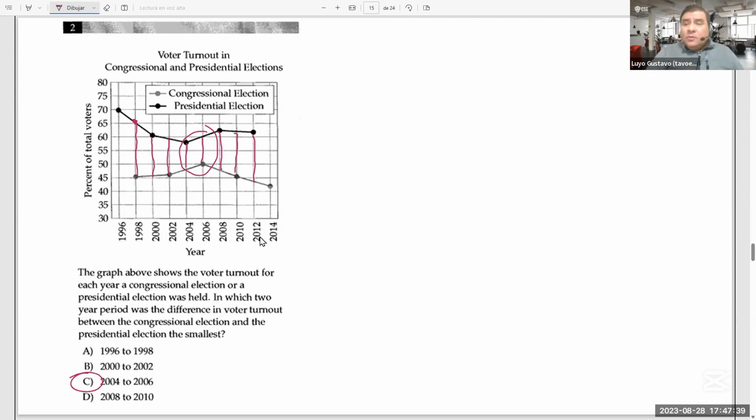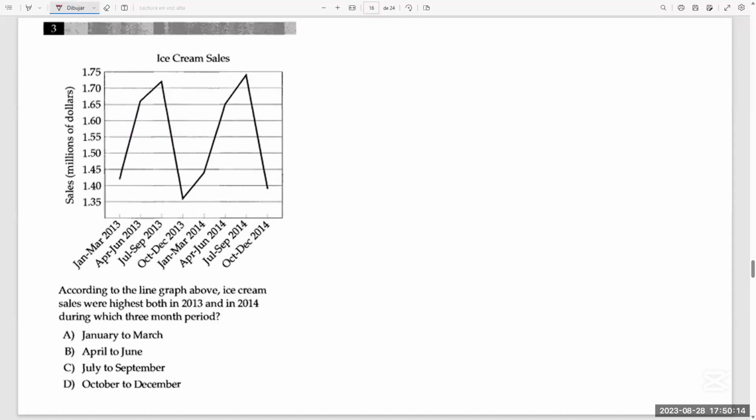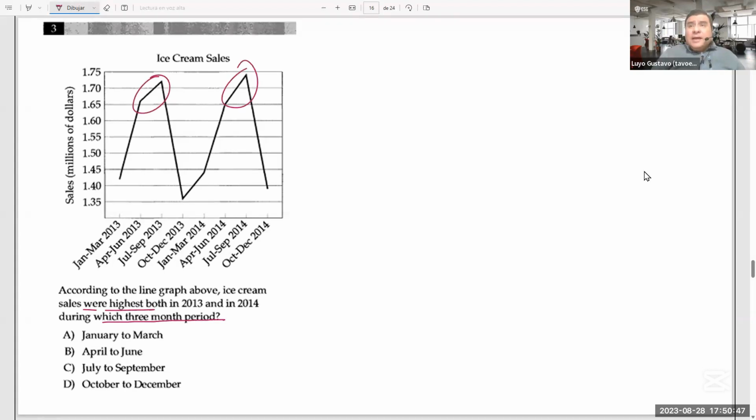Okay, let's try one more question. Try this one. Here again, the chart shows a line graph with the ice cream sales in a period of 2 years. In which 3-month period were the sales highest? In the 2 years at the same time, this is the period where the sales is highest.